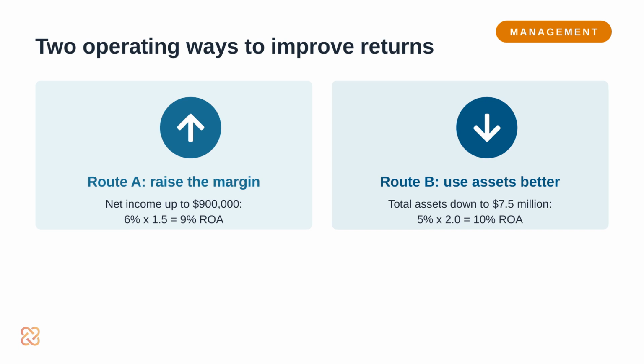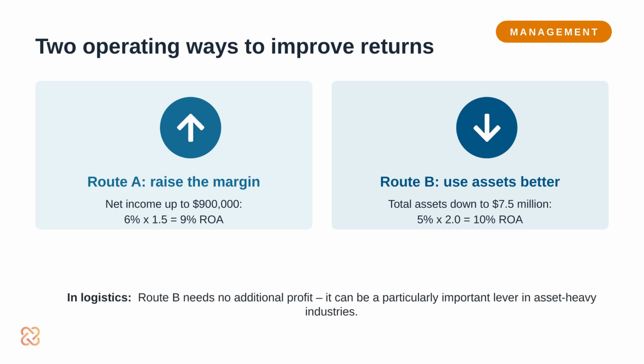The second is to use the assets better. Suppose Nordwind cuts total assets from $10 million to $7.5 million by selling underused vehicles or space, or by collecting from customers faster. Sales stay at 15 million, so turnover rises from 1.5 to 2. 5% times 2 gives 10%. That improvement requires no additional profit at all. In capital-intensive sectors such as logistics, it can be a particularly important lever.